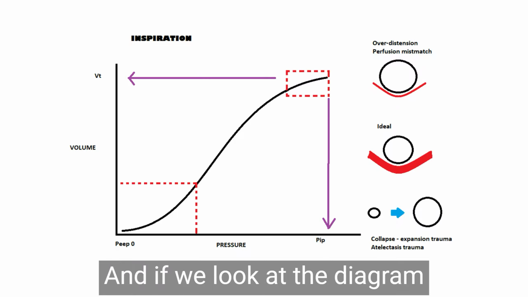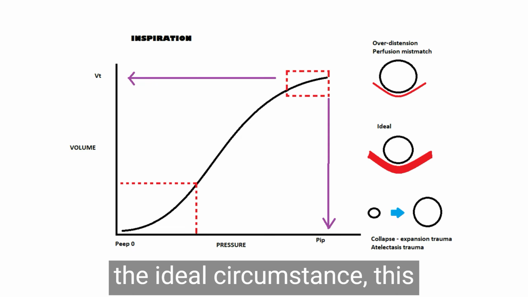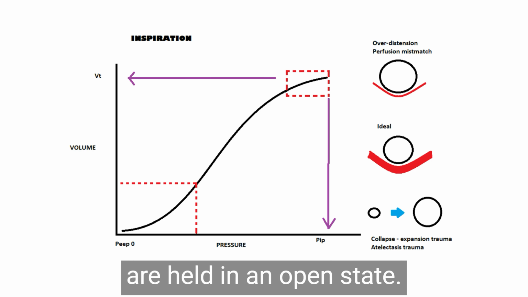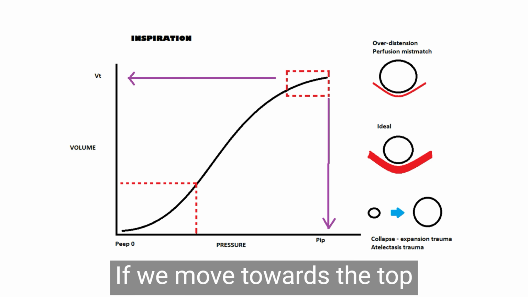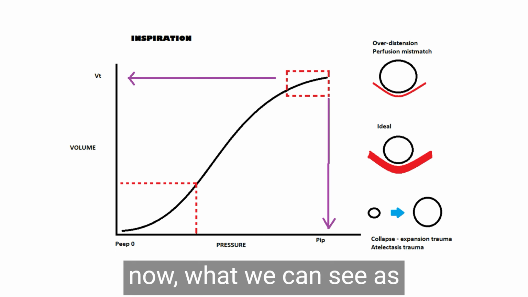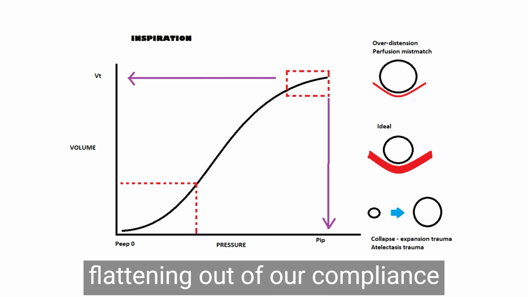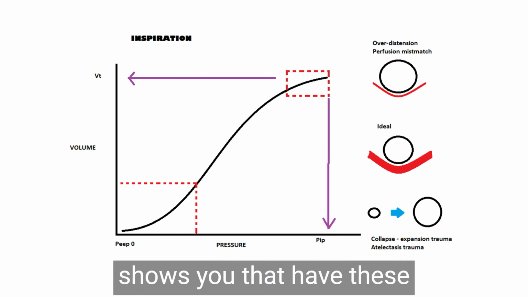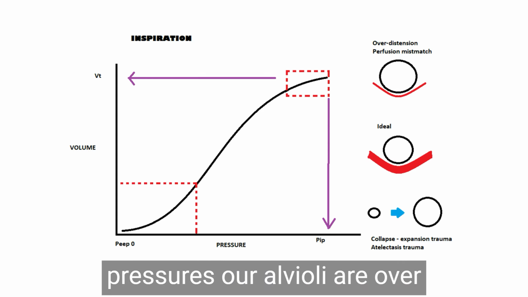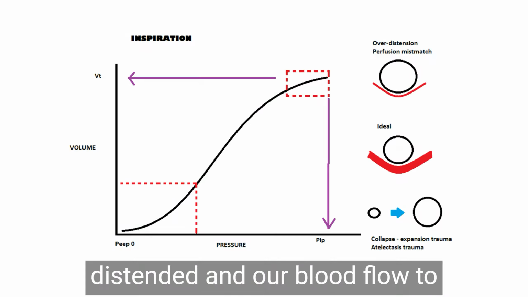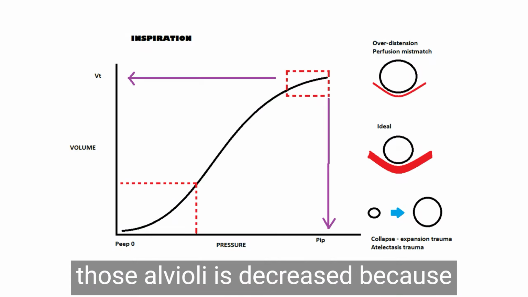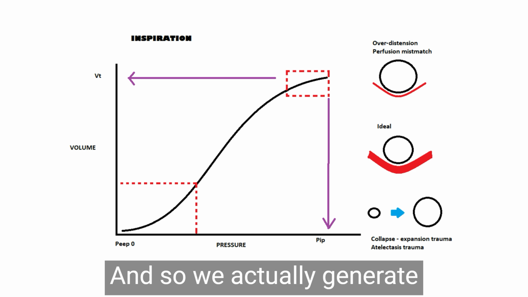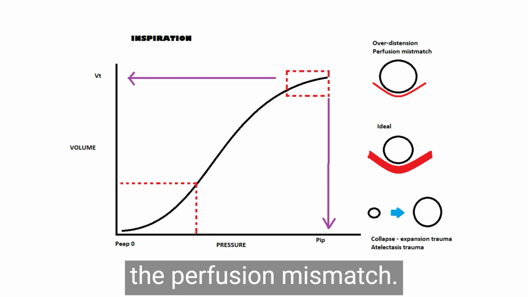And if we look at the diagram on the right, where I've shown the ideal circumstance, this is where there's good blood flow and the alveoli are held in an open state. If we move towards the top right corner of the diagram now, what we can see is flattening out of our compliance curve, or flattening out of our volume pressure curve. And the diagram on the right shows you that at these pressures, our alveoli are over distended and our blood flow to those alveoli is decreased because of compression of the capillaries and the small blood vessels. And so we actually generate ventilation perfusion mismatch.